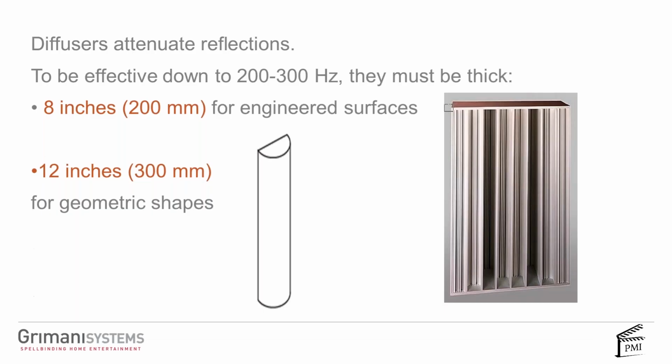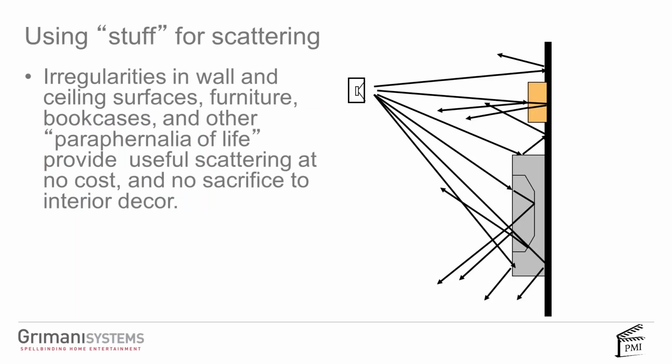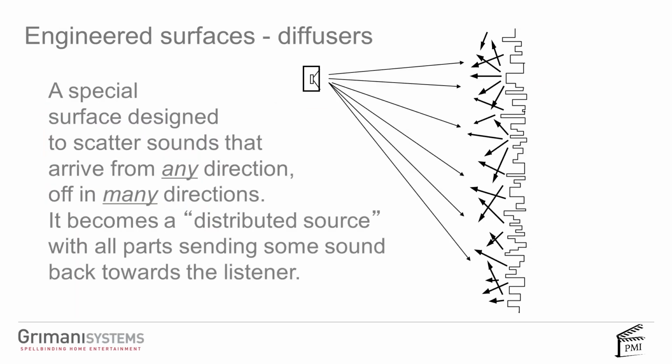So I am going to pass this so that we have a little bit more time. Let's get into what's called engineered surfaces. There are purpose-made panels in which there's very careful arrangement of the different surfaces. They sometimes look like this. This could look like a diffuser made by a few different companies.